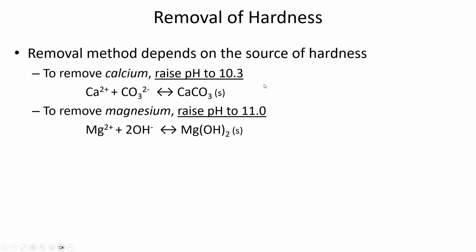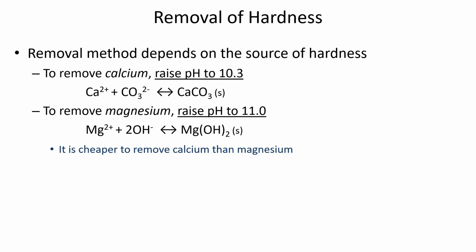And at 10.3, it's in favor of the solid fraction of that equilibrium for calcium carbonate. For magnesium hydroxide, it's 11, that you have the preponderance of the minerals being solid. There will still be some calcium, there will still be some magnesium left behind in solution, but our hardness will be improved dramatically if we can just raise the pH of the water.